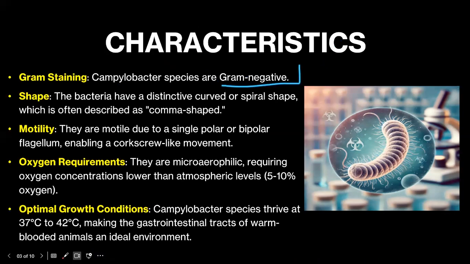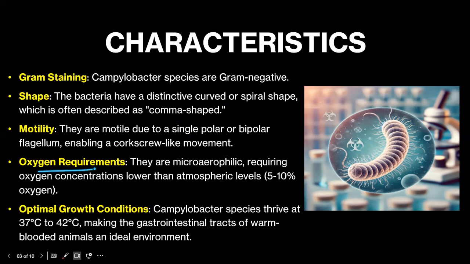Campylobacter is a gram-negative bacteria. It means that it will look pink through the gram staining. And if we talk about the shape, it is curved or a spiral shape. So that's why we call it comma-shaped bacteria. It has a single polar or bipolar flagellum. So that's why it is good in motility.